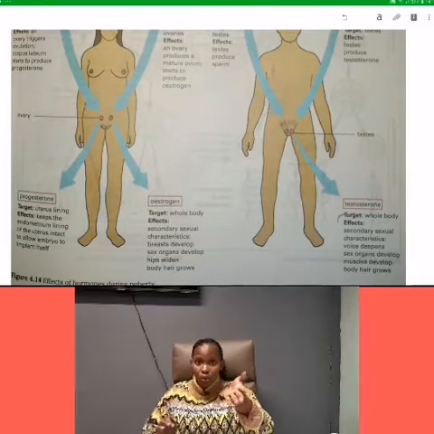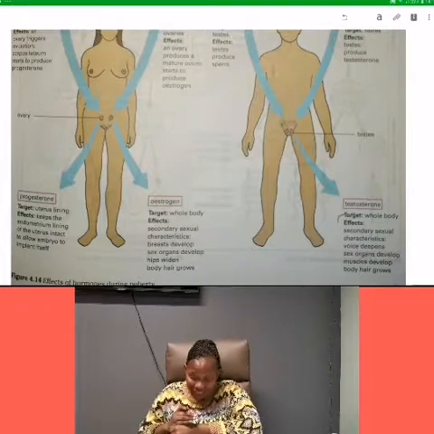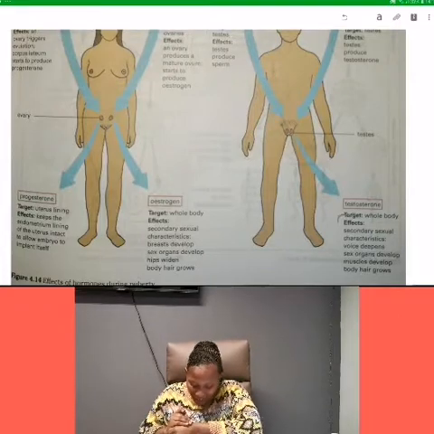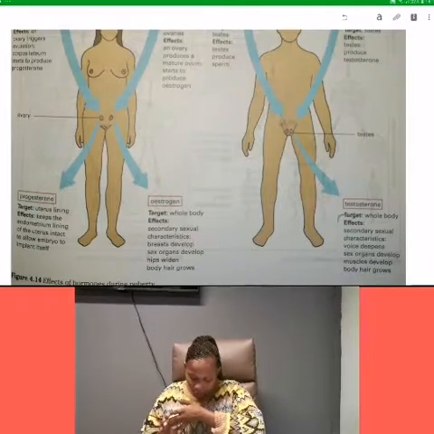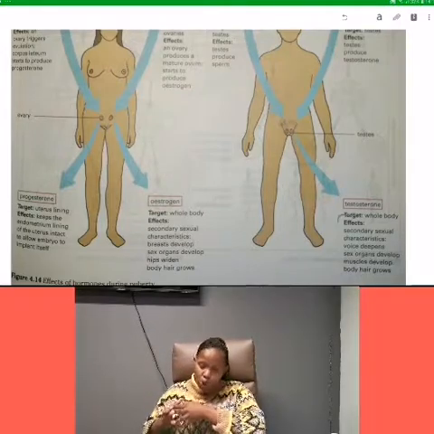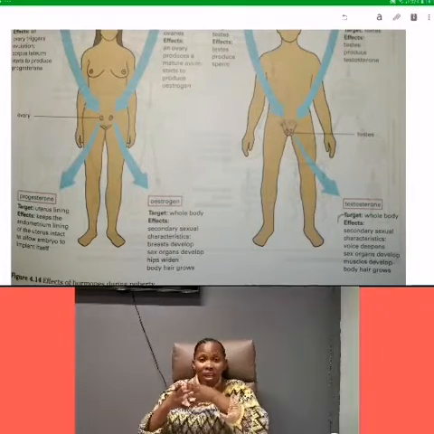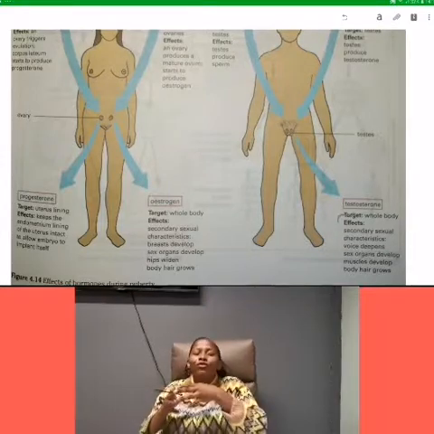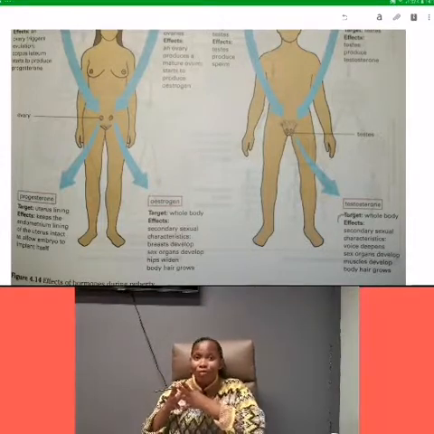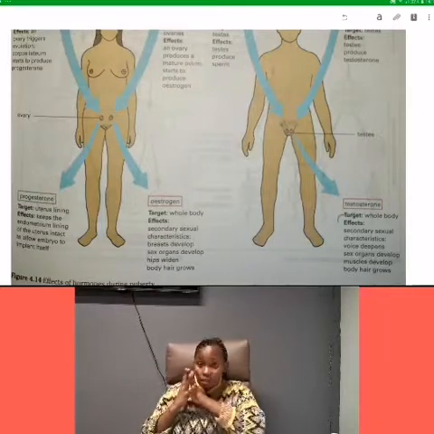So what does progesterone target? It targets the uterus lining. What it does is keep the endothelium lining of the uterus intact to allow the embryo to implant itself. So when there is a high percentage of progesterone in a female body, you must know that the endothelium lining is very thick. Okay, it is very thick to allow for the embryo to be properly implanted in the uterus.